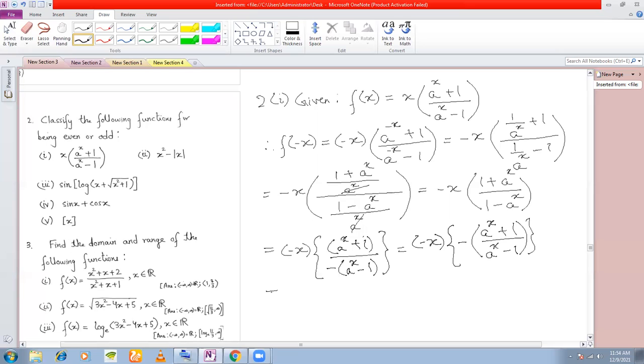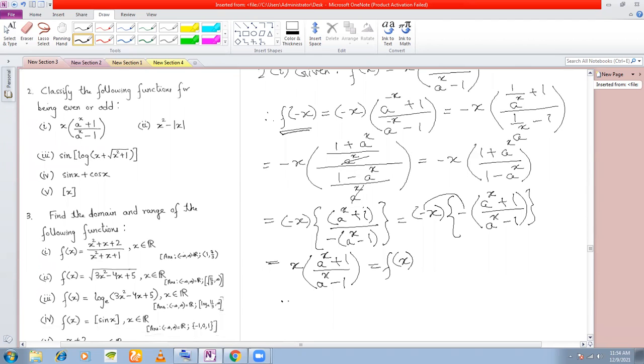Right? So what you see here is that these two minus signs, they combine with each other to form a plus sign, and therefore you get x into e to the power of x plus 1 by e to the power of x minus 1. So what you see here is that we are getting back fx. From f minus x we started, and we are getting back fx. So therefore, since f minus x is equal to fx, hence we say that fx is an even function.